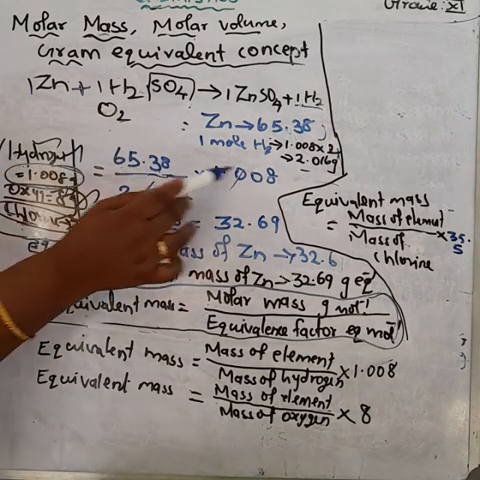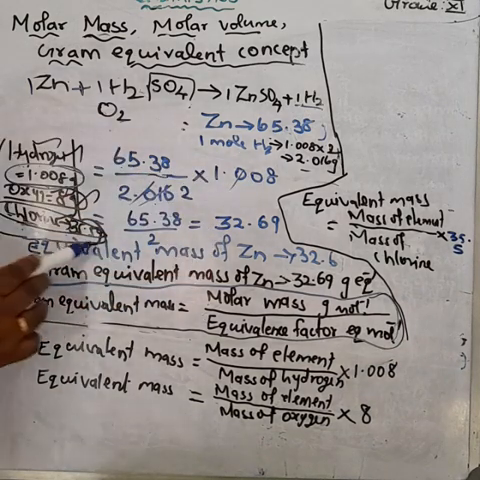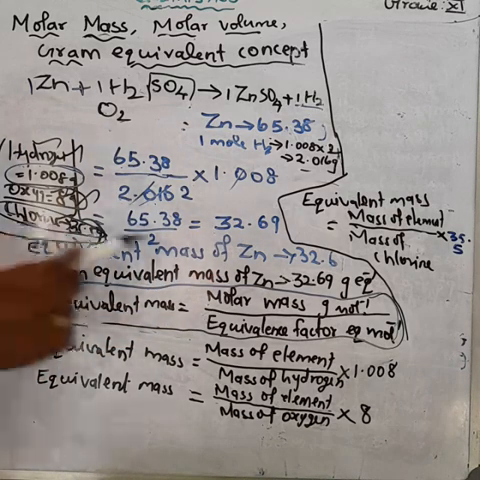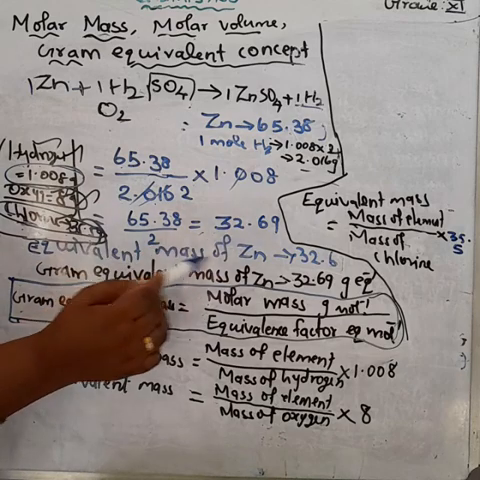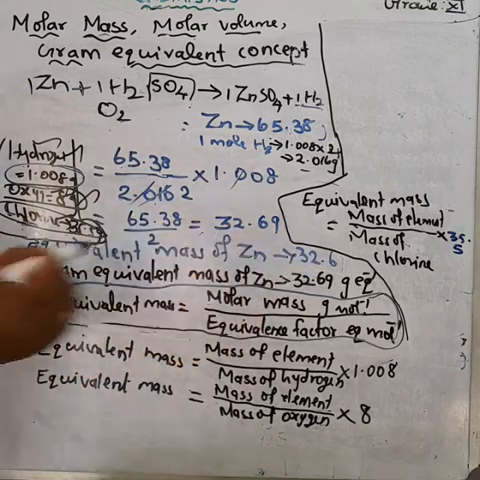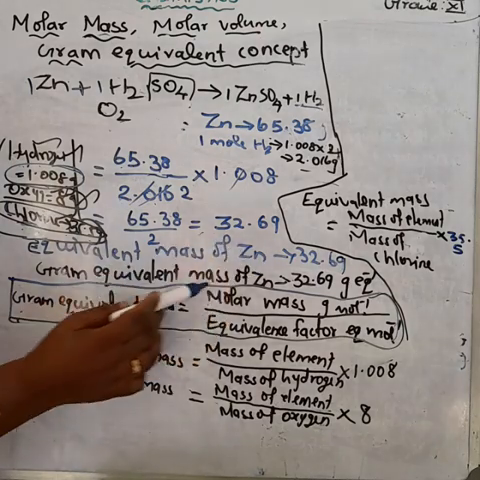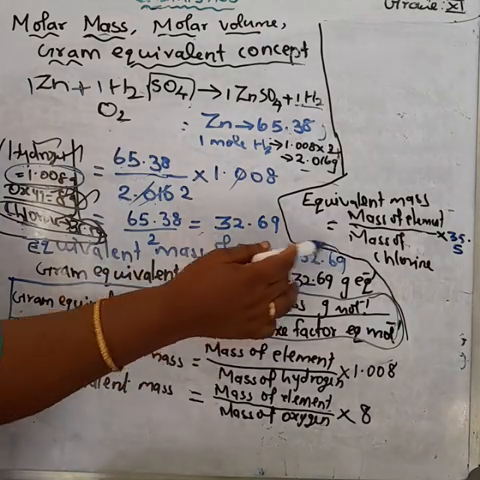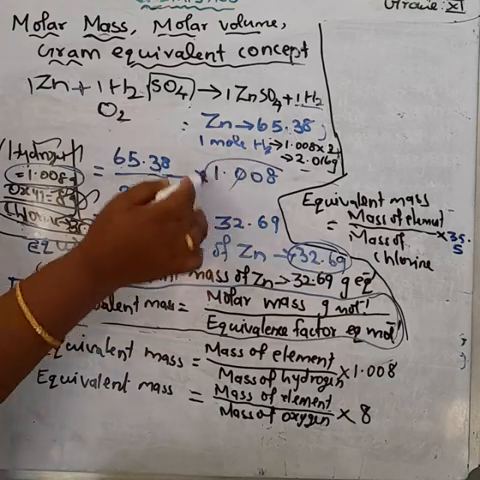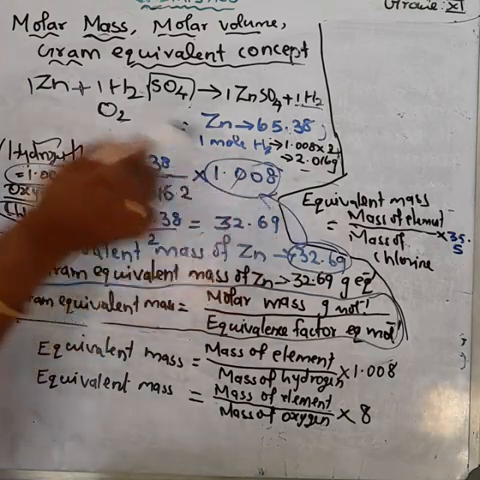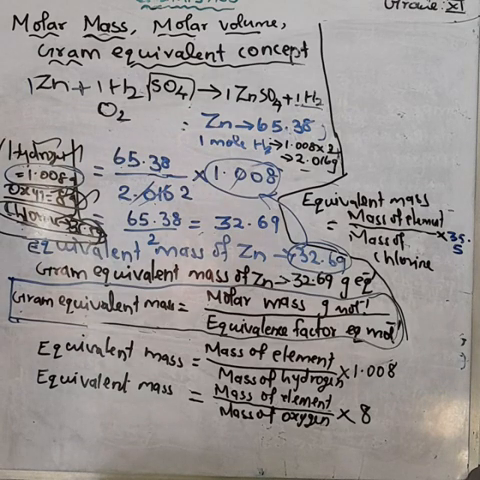1.008. So we get 32.69 as the mass of the zinc. The equivalent mass of zinc is 32.69. So here 32.69 gram of zinc will displace 1.008 gram of hydrogen. Understood? That is the equivalent mass of zinc, 32.69.